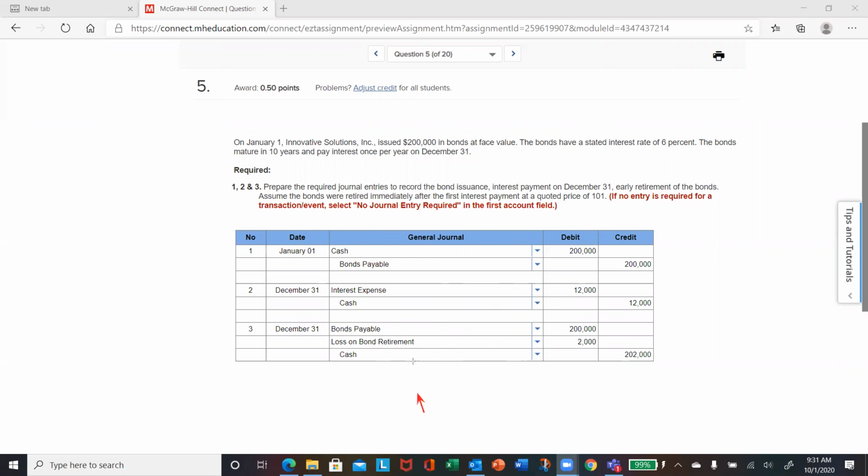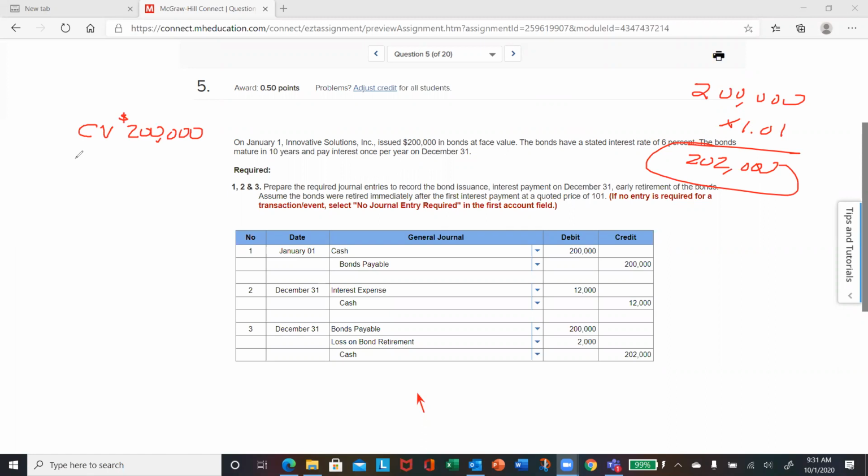The way they got the 202 is they took that 200,000. I'll write this up here. They took that 200,000 and simply multiplied it by 1.01. So that would have been the cash payment that they would be paying to retire these bonds. So the way you determine a gain or loss is you look at the carrying value. And the carrying value in this problem was always 200,000, since it was a face amount bond.